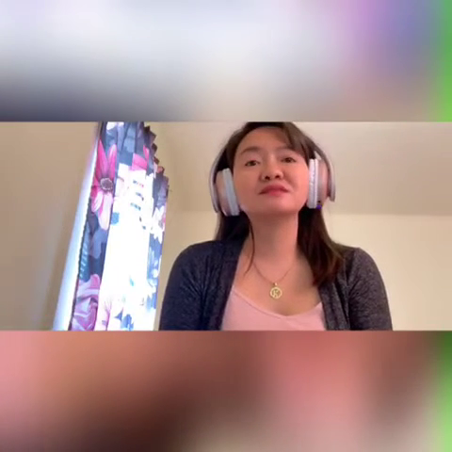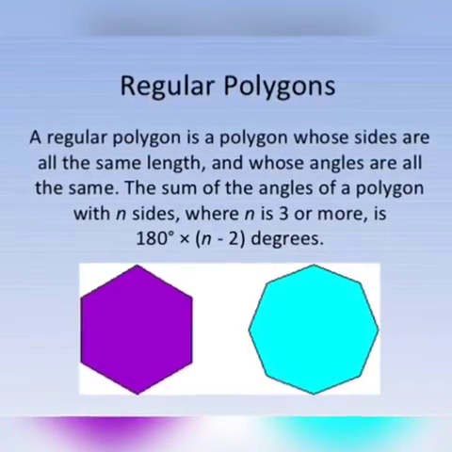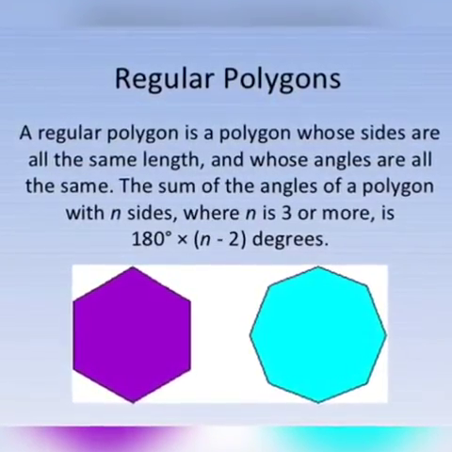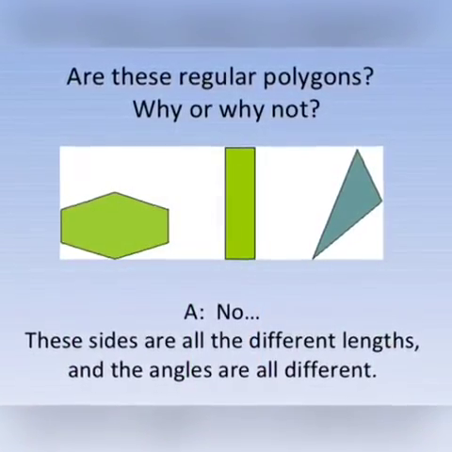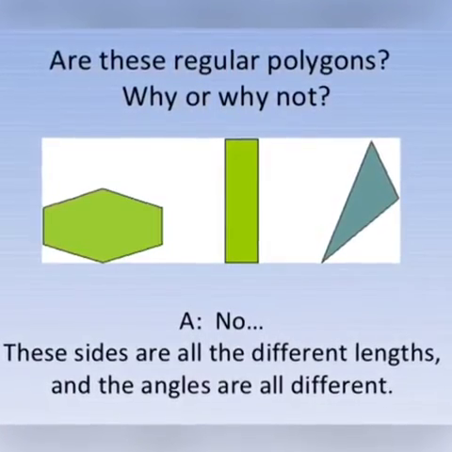We have what we call a regular polygon. A regular polygon is a polygon whose sides are all the same length and whose angles are the same. The sum of the angles of a polygon with n sides, n here means the number of sides, where n is usually 3 or more, is 180 degrees times n minus 2 degrees. Now, are these regular polygons? Why or why not? No, these sides are all different lengths and the angles are all different.